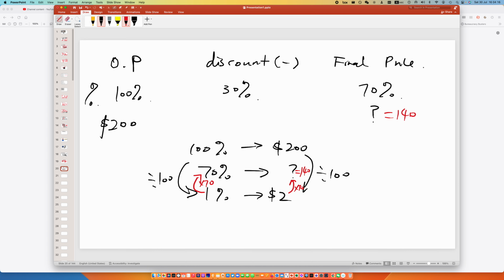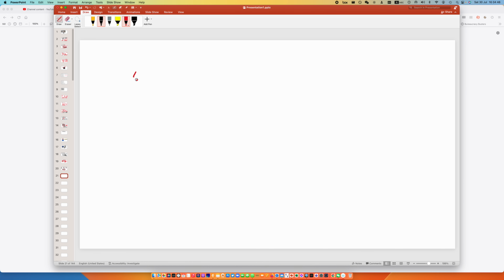To find the discount, very simple, two ways. You either find 30% is how much, which is times 30. This will give you $60. So you either use this proportionality method to find the discount, which is $60, or you can use the 200 minus the 140. That will also give you $60. This is for discount. So discount is minus.